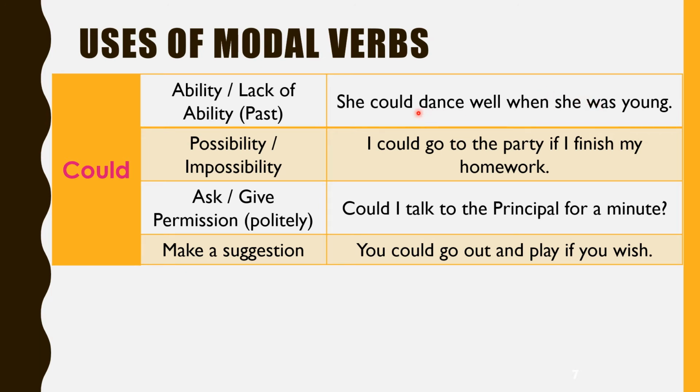Okay, now second category is possibility and impossibility. Same goes here also. I could go to the party if I finish my homework. So it comes with a condition. Only if I finish my homework, I will be able to go to the party. So it's a possibility with a condition. In such case, we use could. If it comes with a condition, I could go to the party if I finish my homework.